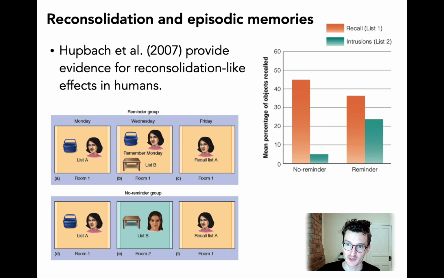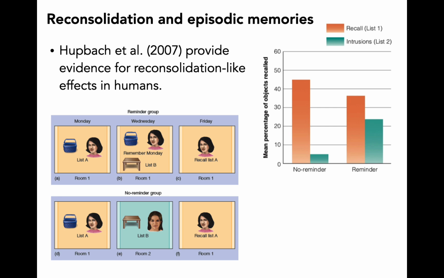And in the next lecture, we'll talk about eyewitness testimony and Elizabeth Loftus's work showing that recall of eyewitness testimony of crimes is notoriously dodgy and riddled with errors. But this study kind of gets at this idea that when we recall information, it becomes fragile and susceptible to change. So in this 2007 paper, the researchers provide evidence for reconsolidation-like effects in human declarative memories.